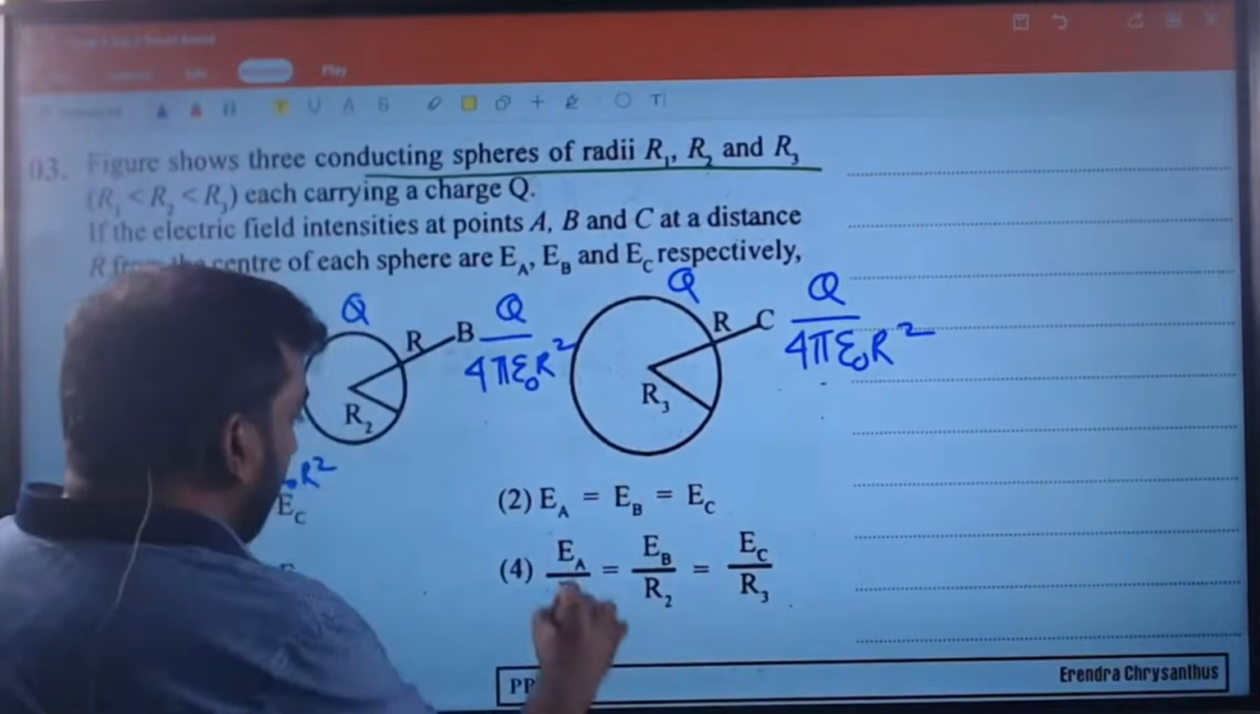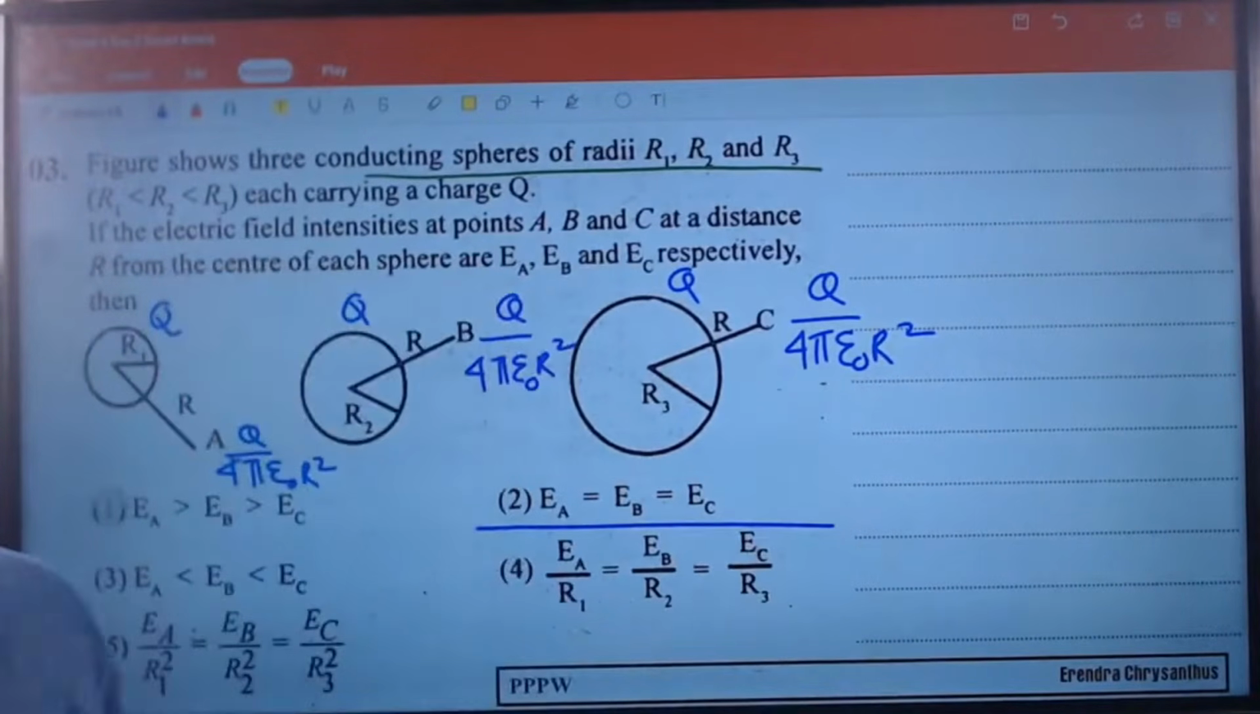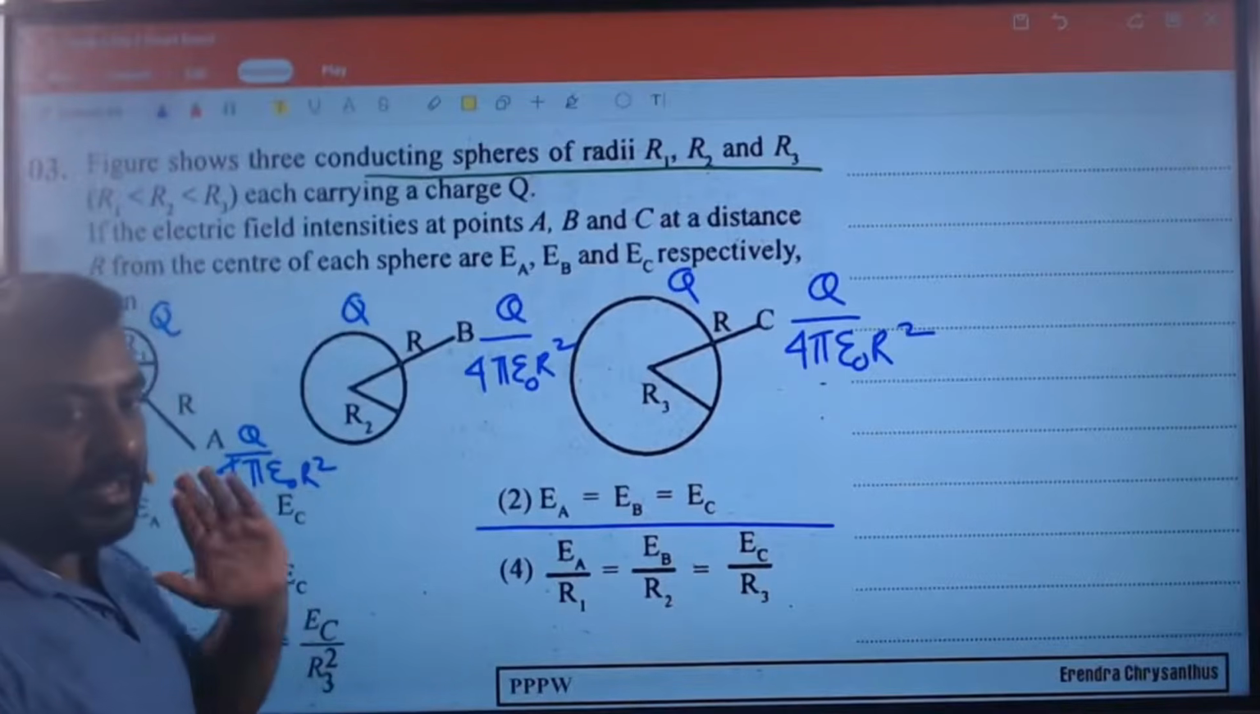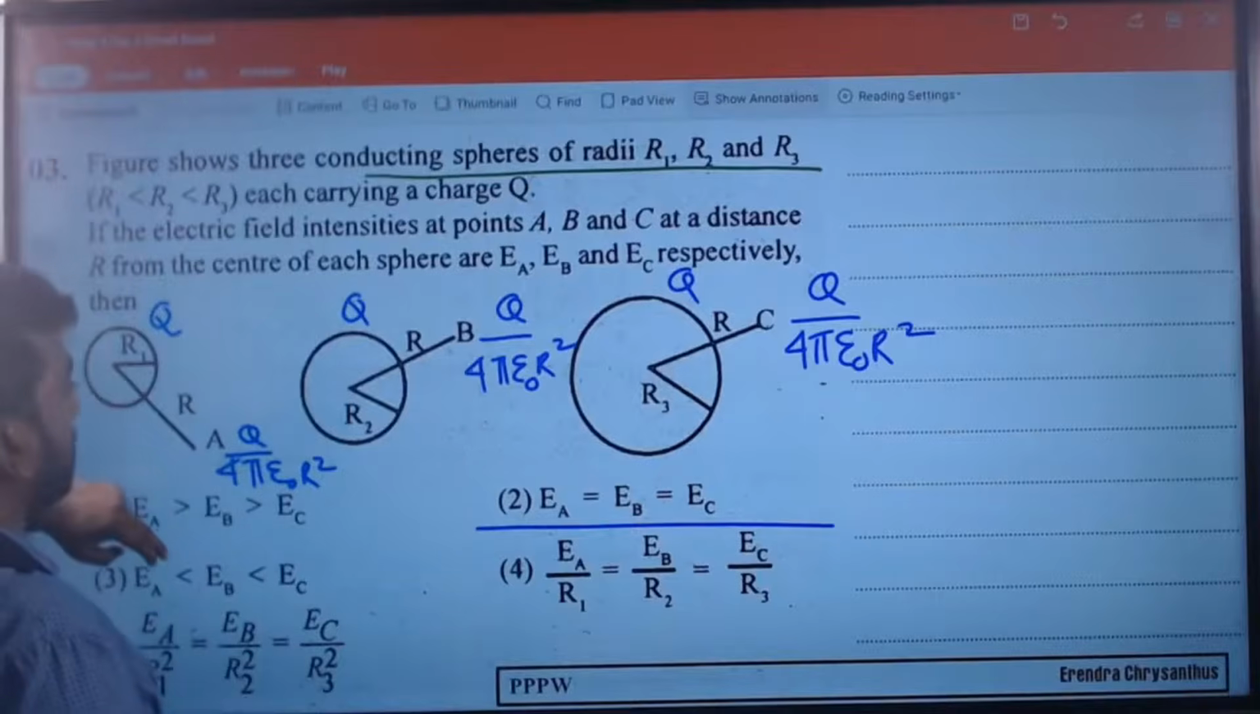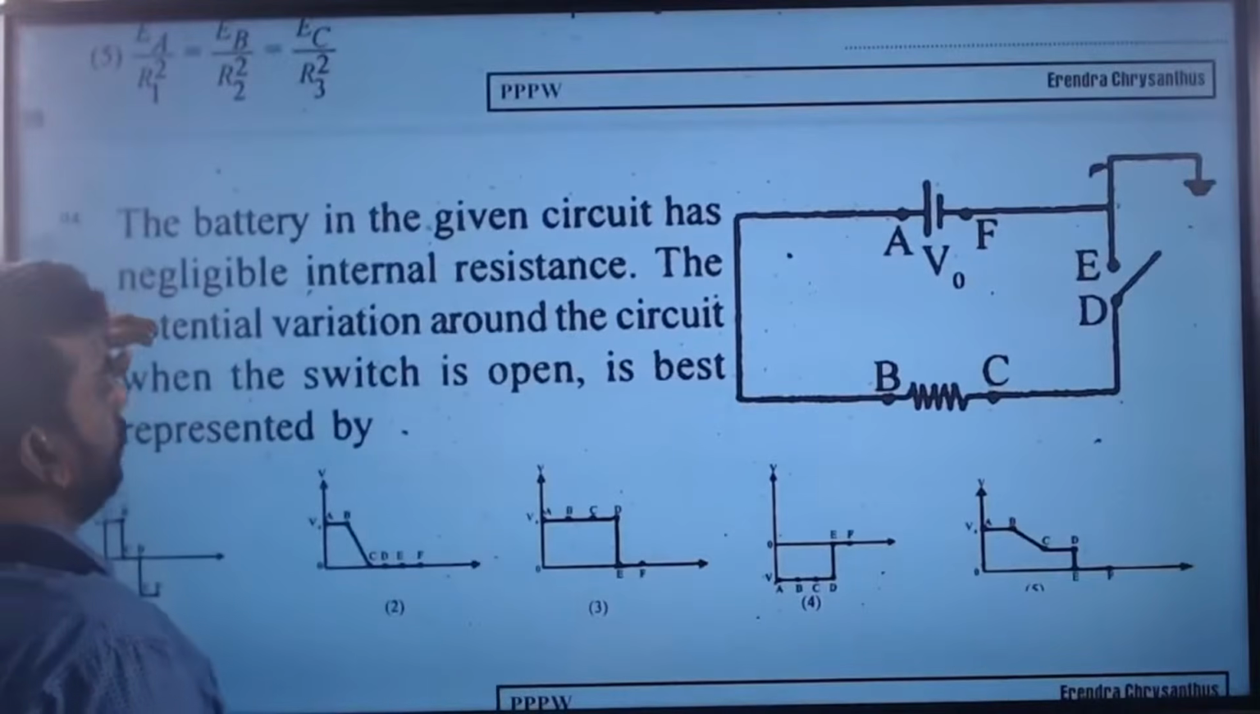All the electric field strength magnitudes are the same. So your answer here is answer number 2, all are equal. Okay? Right. Moving on.